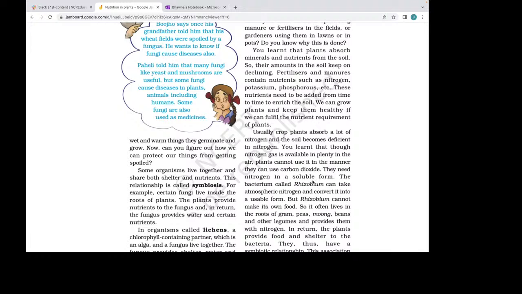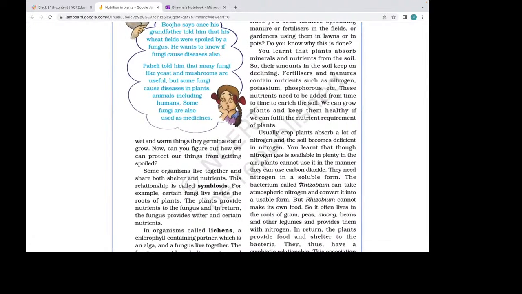They need nitrogen in a soluble form. उनको नाइट्रोजन सोल्यूबल फॉर्म में चाहिए होती है. The bacterium called rhizobium can take atmospheric nitrogen and convert it into a usable form. तो फिर कहाँ से आएगी नाइट्रोजन? एक बैक्टीरिया होता है जिसका नाम है राइजोबियम.